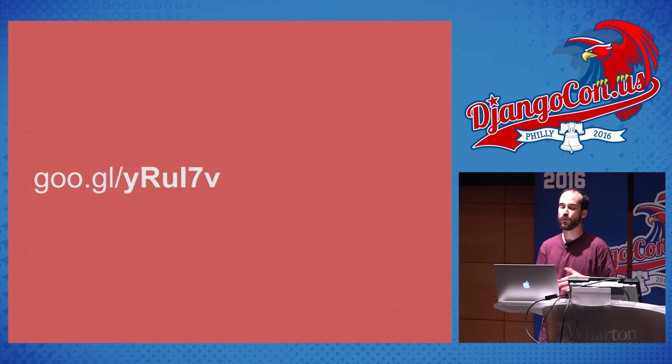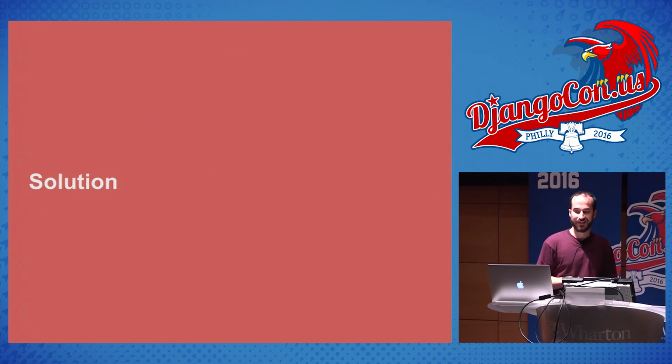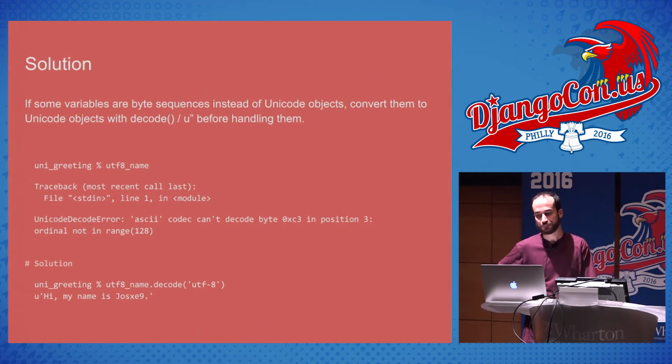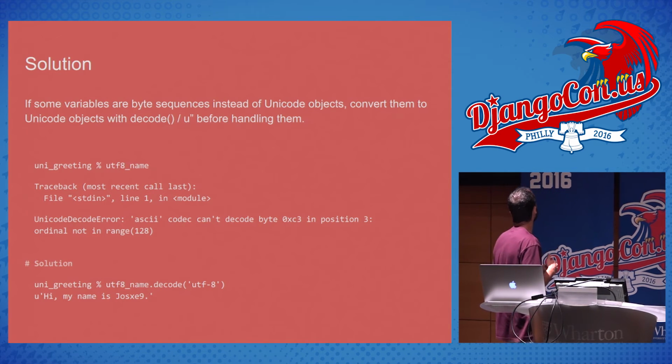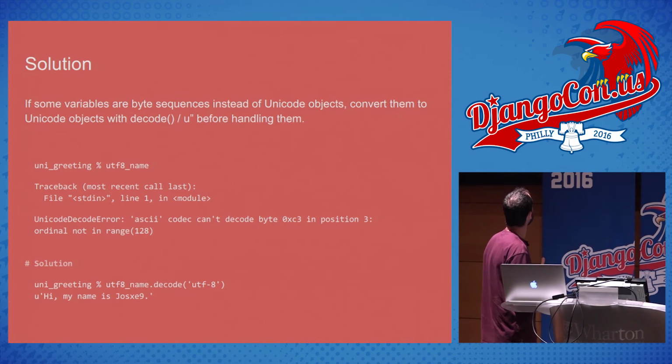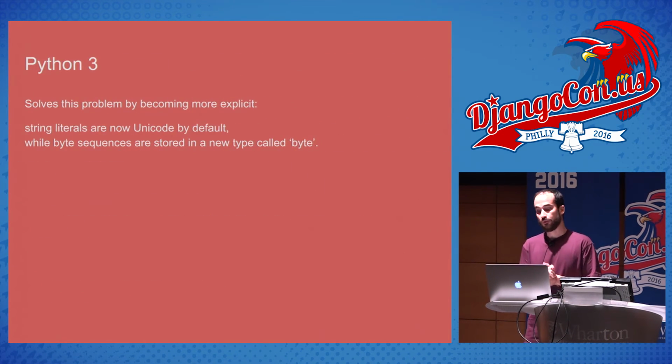If you don't want this trouble, just migrate to Python 3. Solution: if some variables are byte sequences instead of Unicode objects, convert them to Unicode objects with decode before handling them. So you can see there. Python 3 solves this problem by becoming more explicit. String literals are now Unicode by default, while byte sequences are stored in a new type called bytes.